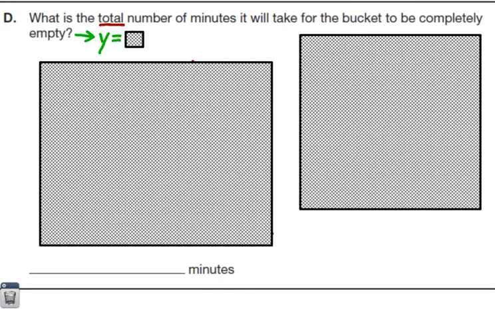And the final question asks, what is the total number of minutes it will take for the bucket to be completely empty? First, the fancy way. The bucket being completely empty translates to y equaling what? Remember, the y variable is representing the number of gallons left in the bucket. So, being completely empty, doesn't that translate to the y value equaling 0 gallons left in the bucket?